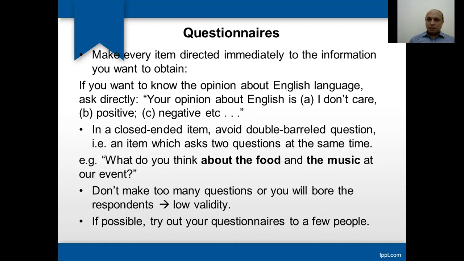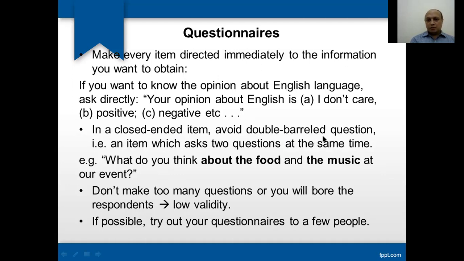Remember that when you ask people to fill out your questionnaires, you are asking for their time, and many of them are not happy to spend even a few minutes to fill out your questionnaires. Therefore, you have to be careful. Make your items straightforward. Go straight to the issues that you want to find out about, and that's it. Okay, in a closed-ended item, you have to avoid what we call a double-barreled question.